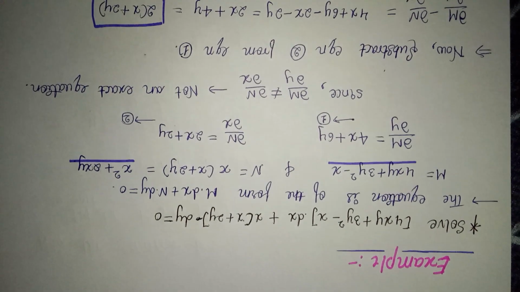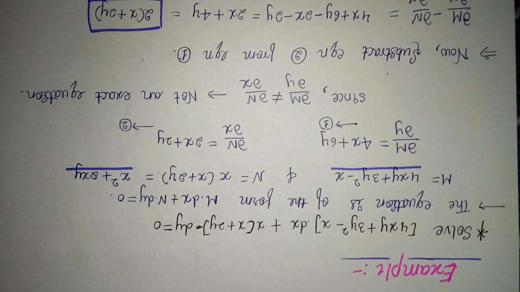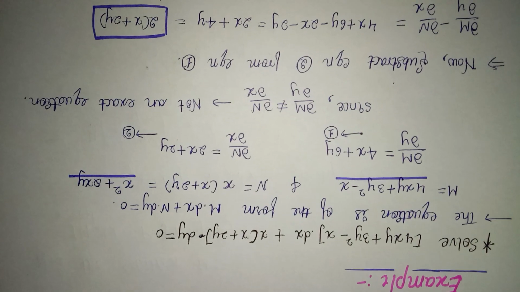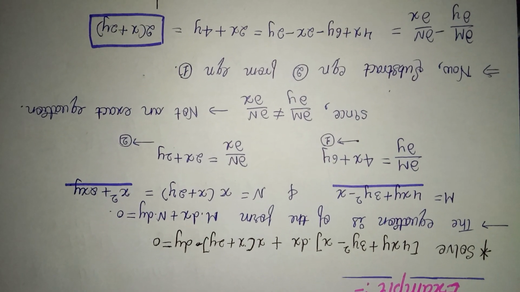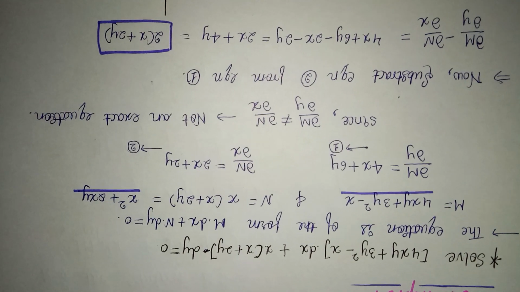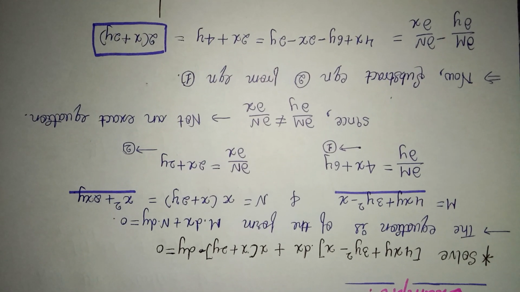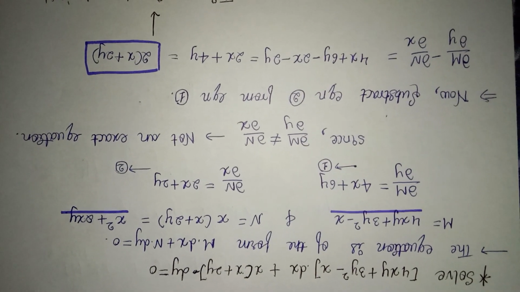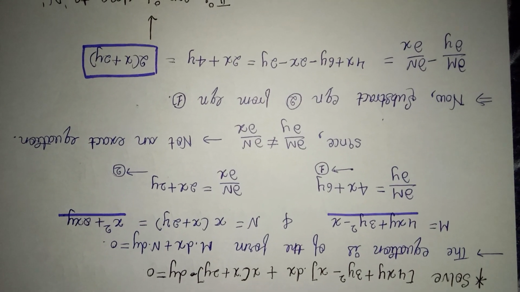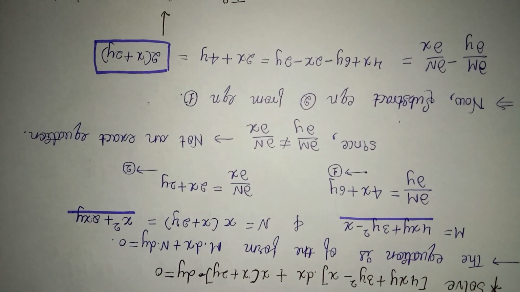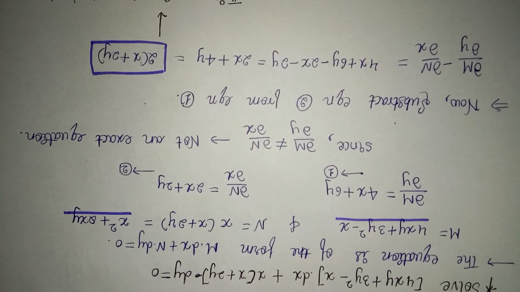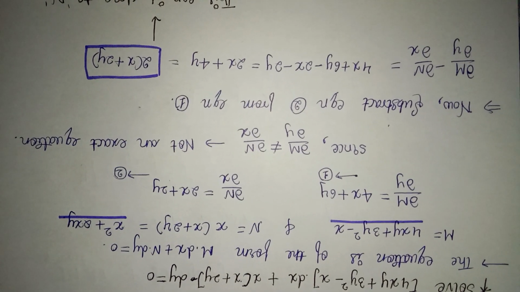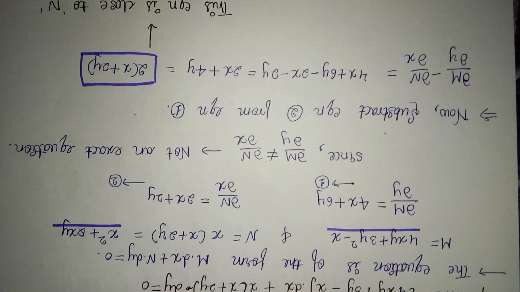Coming to an example, solve (4xy plus 3y square minus x) dx plus x(x plus 2y) dy equals 0. We see that it is in the form M dx plus N dy equals 0. Then we find ∂M/∂y and ∂N/∂x. For ∂M/∂y, we keep x constant and differentiate M, and in N we keep y constant and differentiate with respect to x. We get 4x plus 6y as ∂M/∂y and 2x plus 2y as ∂N/∂x. Since these are not equal, this is not an exact equation.